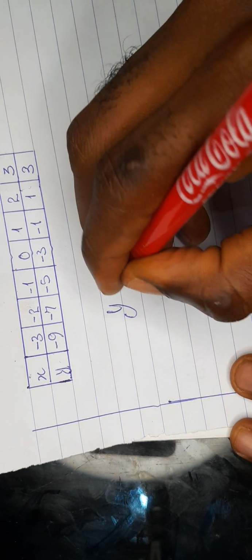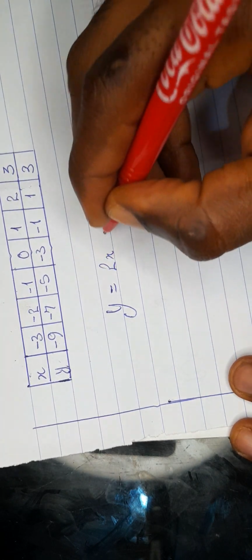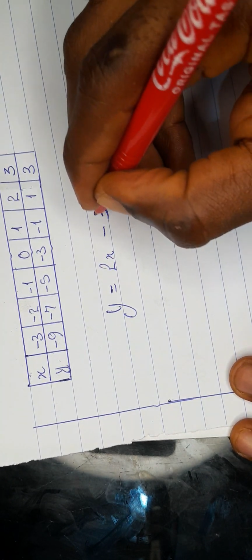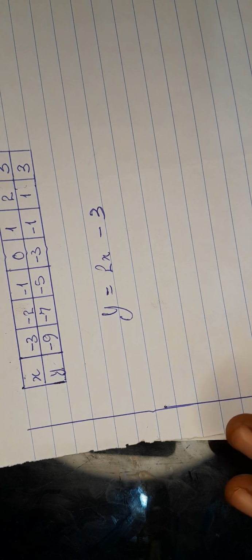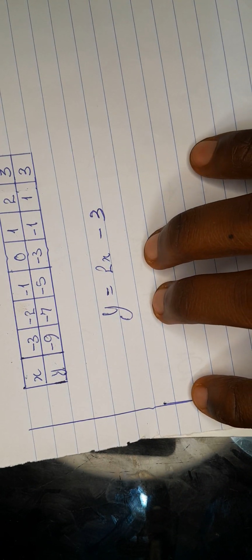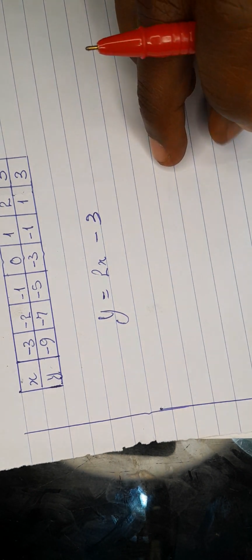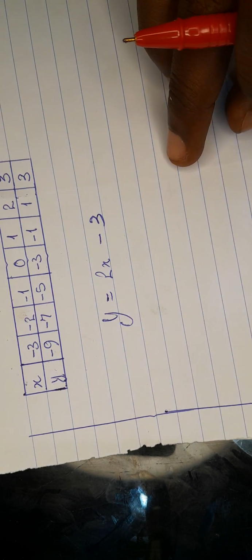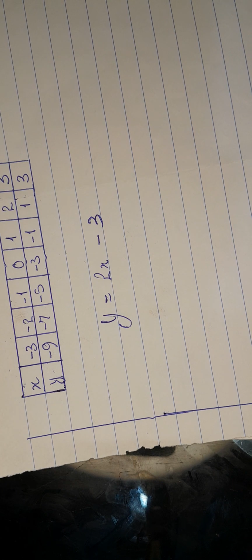Y equal 2x minus 3. This is the equation. So what you're expected to do is to draw a table with various rows. But how do we know the number of rows?